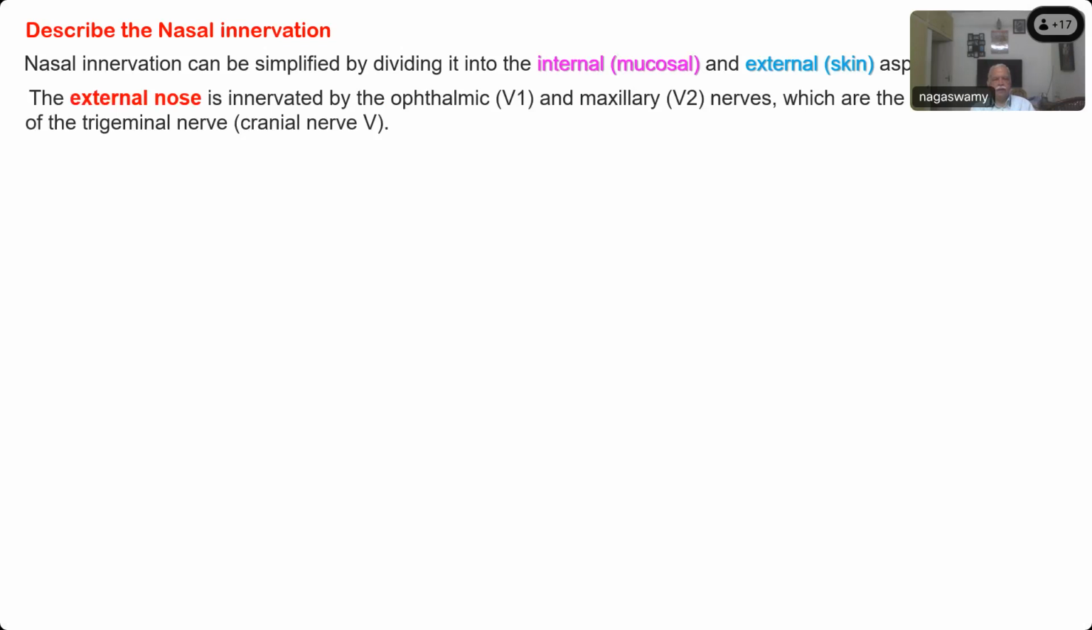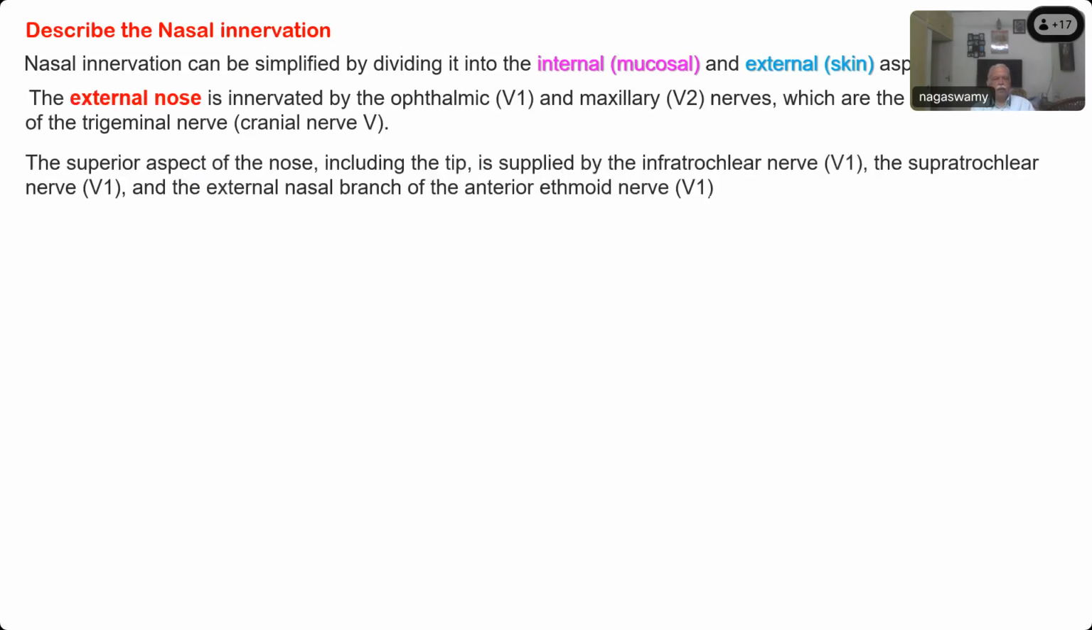So the external nose is innervated by the ophthalmic branch and maxillary branch of the trigeminal nerve. So V1 and V2, the fifth cranial nerve, the ophthalmic and maxillary branches of the trigeminal nerve, supply the external nose. The superior aspect of the nose, including the tip, is supplied by the infratrochlear nerve, the supratrochlear nerve, and the external nasal branch of the anterior ethmoidal nerve, which all arise from the ophthalmic division.